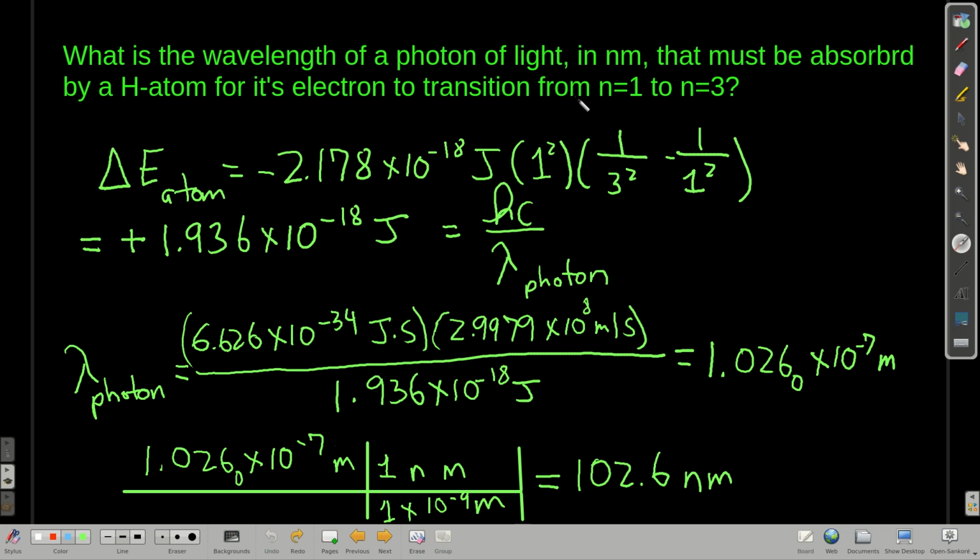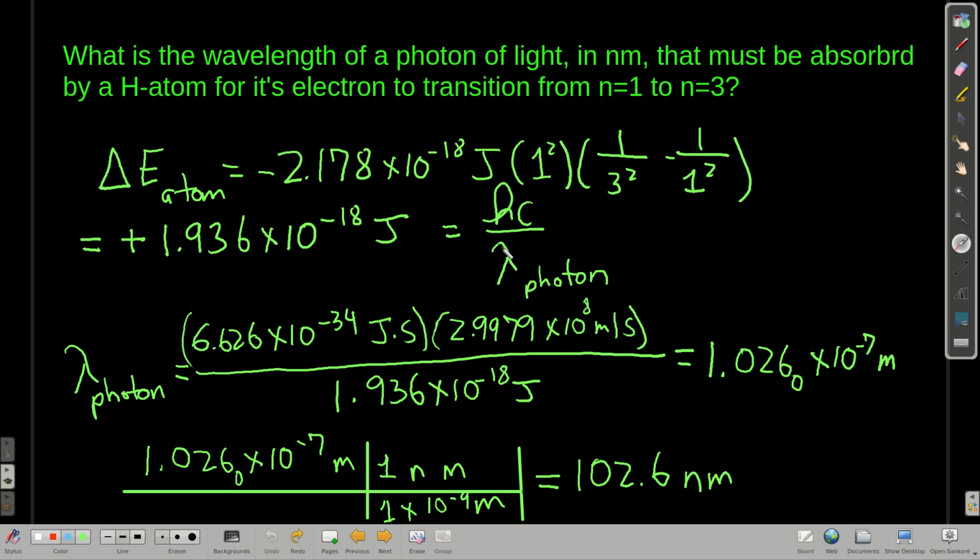So, for example, we want to know what the wavelength of a photon of light is, in nanometers, that must be absorbed by a hydrogen atom for its electron to transition from n equals 1 to n equals 3. So it's going from n equals 1 up to n equals 3. That means that n final is 3 and n initial is 1. So we can use Bohr's equation for the change in energy of an electron in the atom. Because it is hydrogen, Z is 1, so we don't have to worry about it. N final is 3, so 1 over 3 squared minus 1 over 1 squared. Plug in, we get a positive energy, 1.936 times 10 to the minus 18th joules.